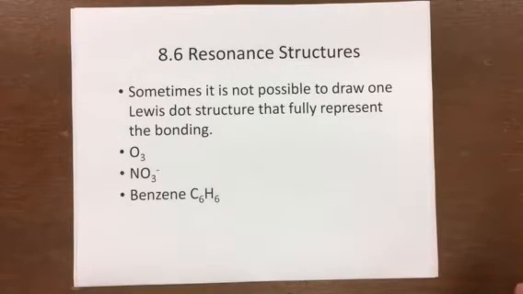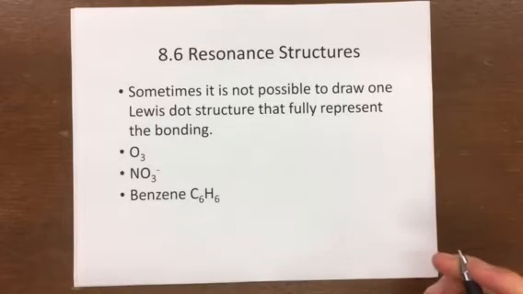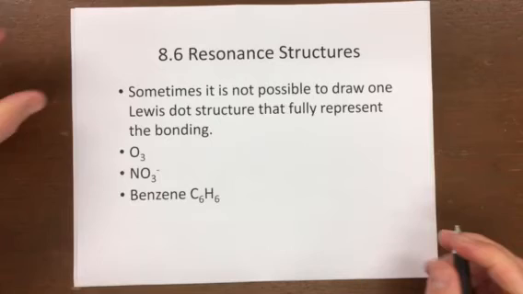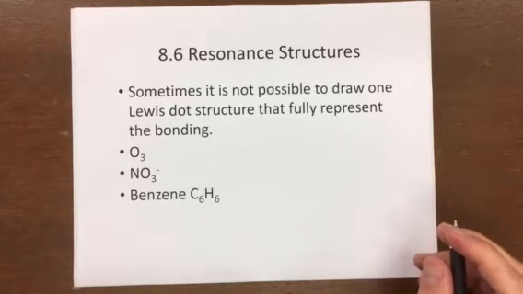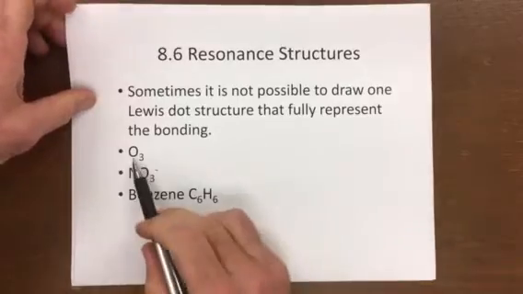So sometimes when you're drawing a Lewis dot structure, it's not possible to draw one Lewis dot structure that completely represents the bonding in that molecule or ion. So we're going to look at a few examples today and how we can use resonance structures to show that the best structure is maybe not represented by just one picture, but kind of an average of two different Lewis dot structures. So the first example we'll look at is O3.